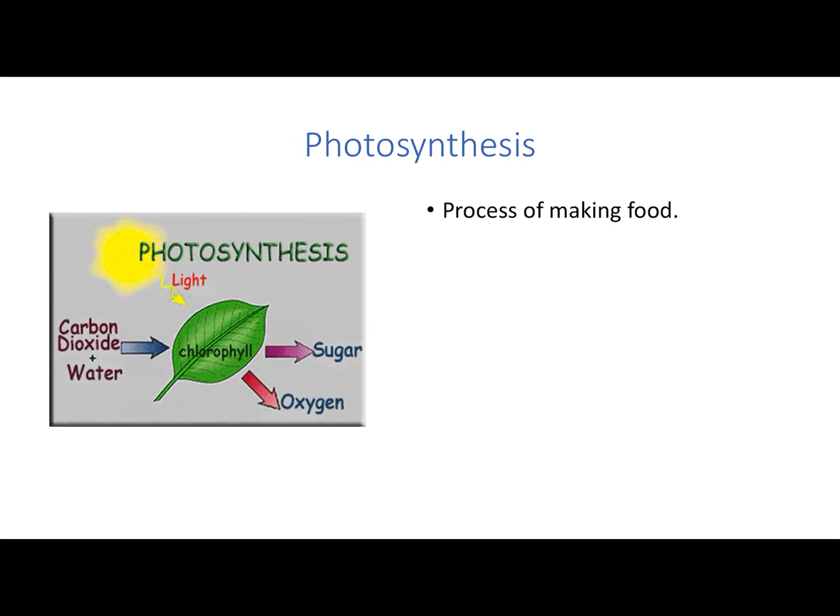Plants prepare their food through photosynthesis process. Now question comes, what is photosynthesis then and how does it work? Photosynthesis is a process by which plants prepare food with the help of sunlight, carbon dioxide, and water.